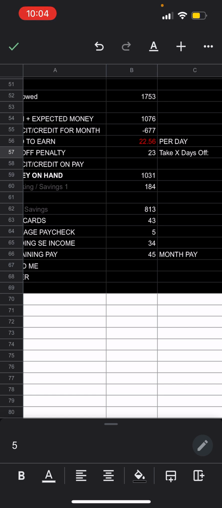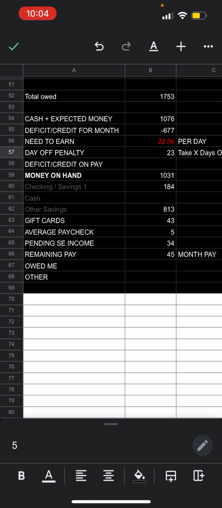So again, it does try to be flexible with you with that, and it does have a pretty comprehensive setup here. It takes all sorts of factors like gift cards, for example.